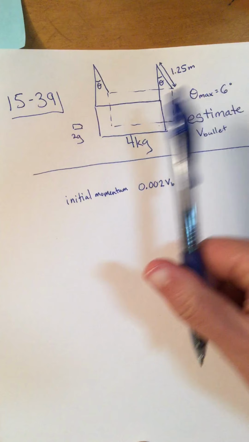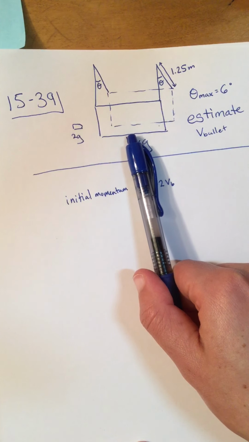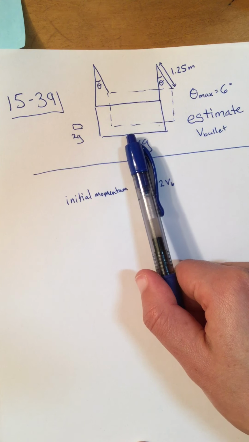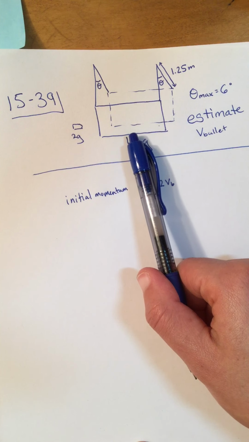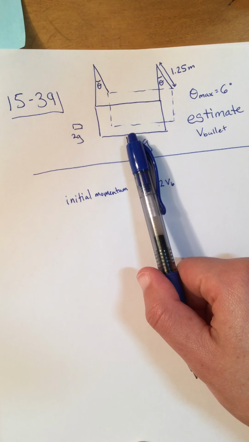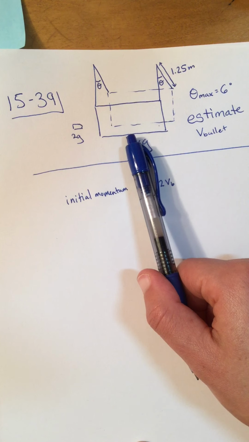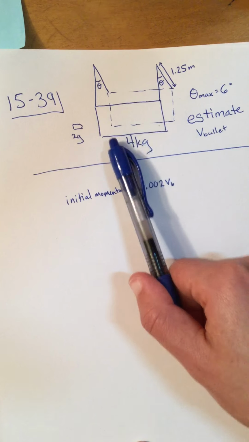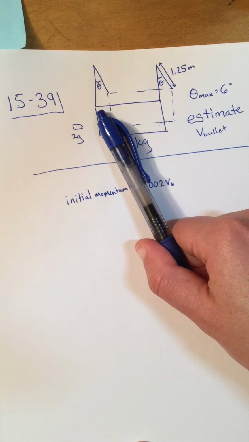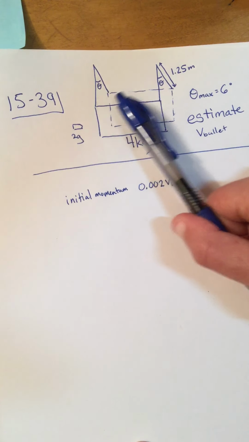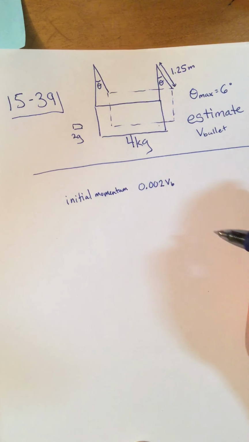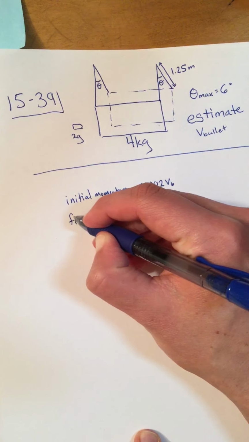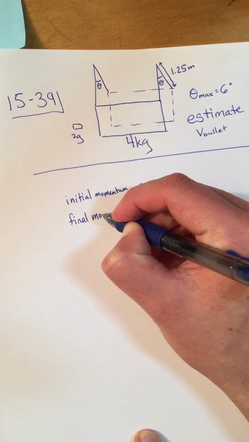If our system is just the bullet and the block, and we're assuming that the bullet comes to rest in the block before the block begins to move upwards, then there are no forces acting in the horizontal direction because the rope is hanging straight downwards then. So the only forces we have are the forces in the rope and the force of gravity, which are all in the vertical direction. So the impulse in the horizontal direction is equal to 0. So the initial momentum must then be equal to the final momentum.